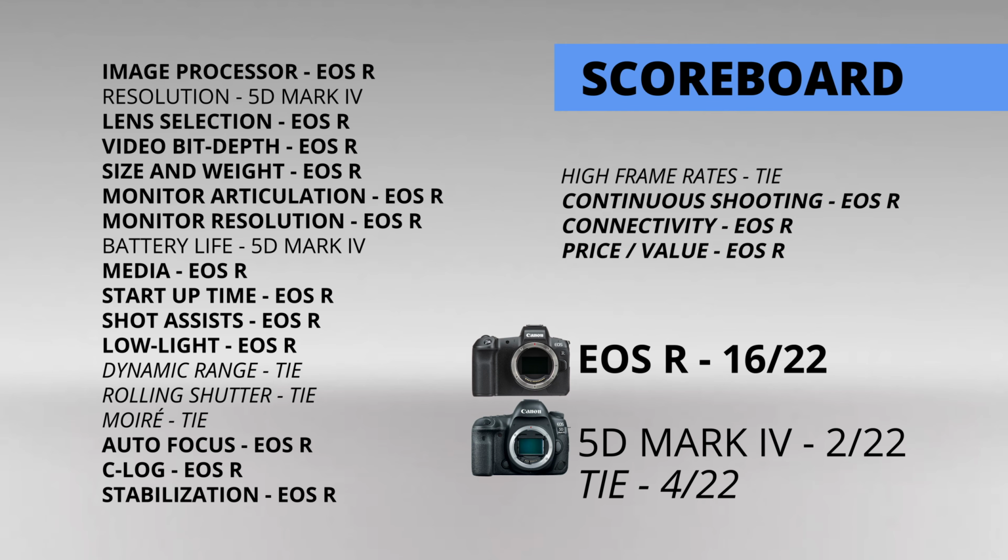So what's the final score? Let's take a look at the scoreboard. We probably didn't need to show you the scoreboard. The EOS R wins 16 out of the 22 categories, with the cameras tying more than the 5D Mark IV wins, which is only twice.